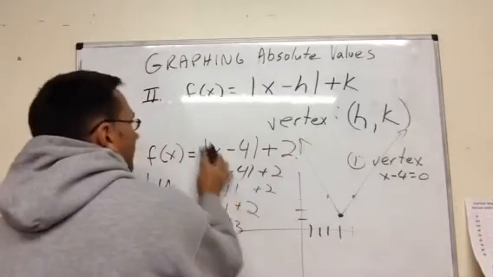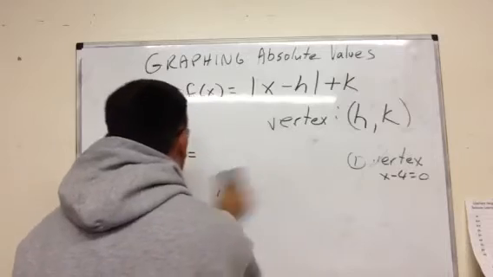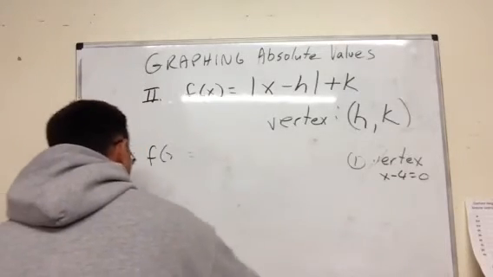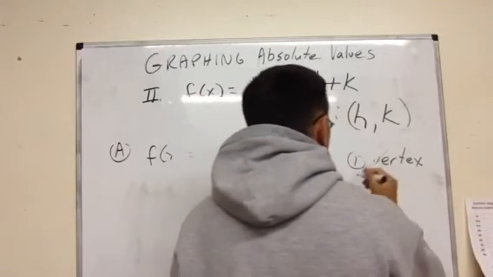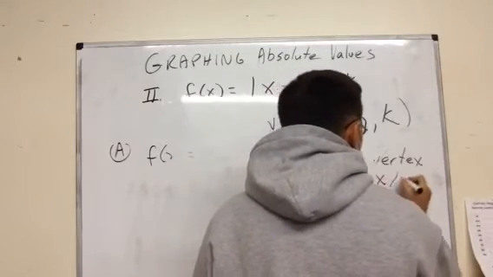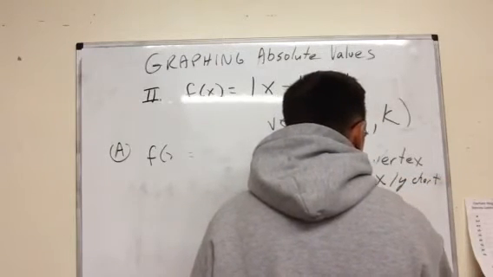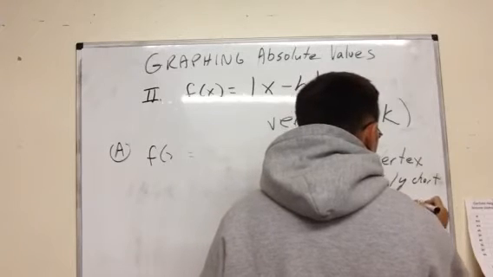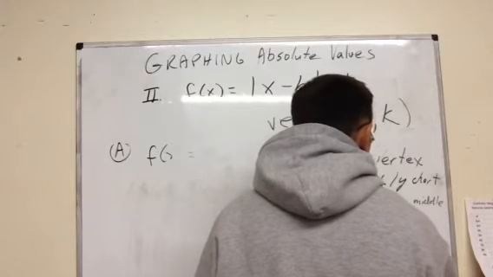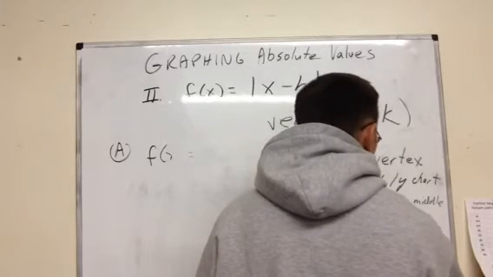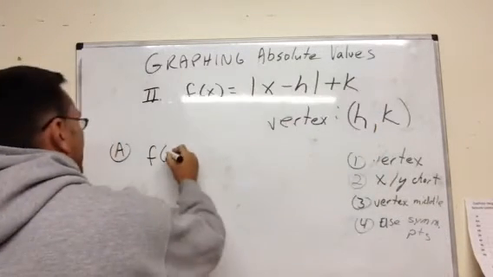Let's try another one. Again, we're going to find our vertex. Oops, I forgot to kind of do this. So we find our vertex. The next step is using an XY chart. Put the vertex in the middle of our chart. And then find two symmetric points. We use two symmetric points. That's how we graph this.